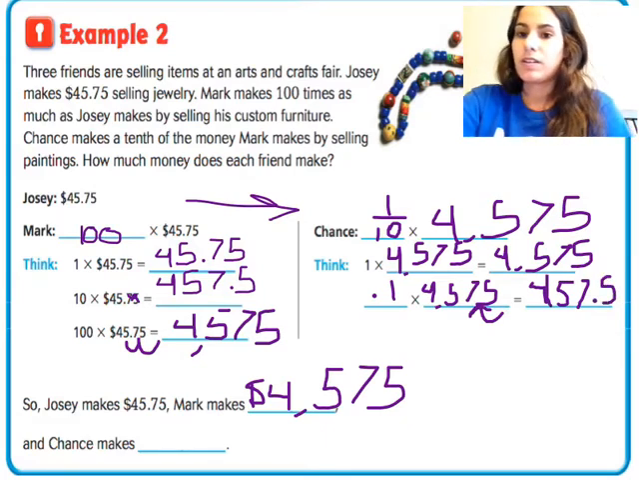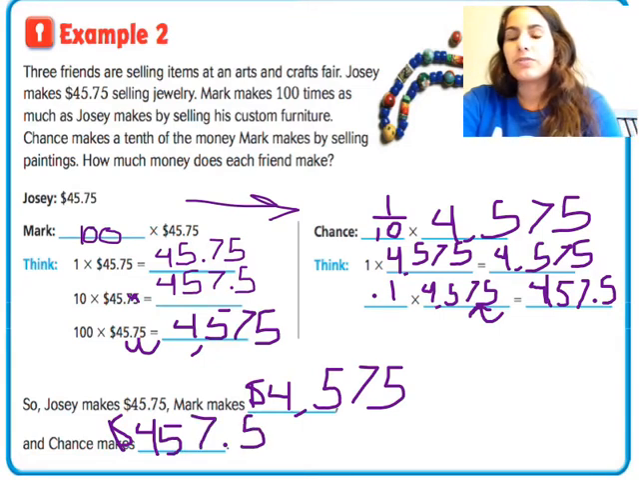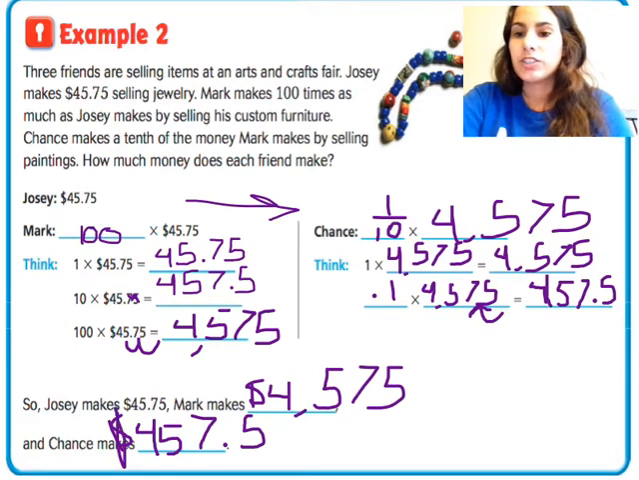457.5. Okay? And if I'm thinking about that in money, I can't just say Chance makes $457.5. It would be $457.50.